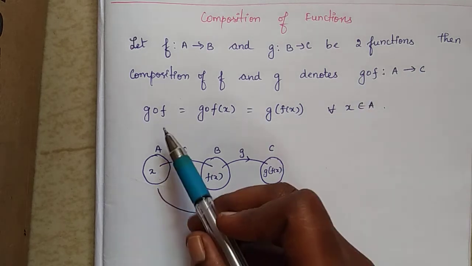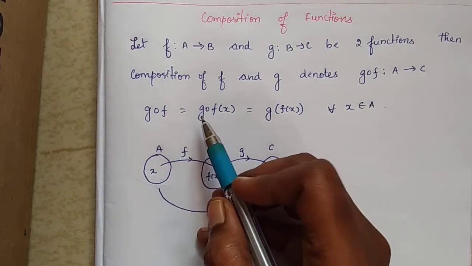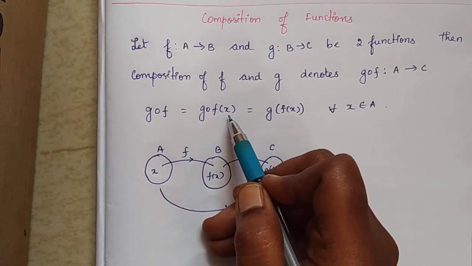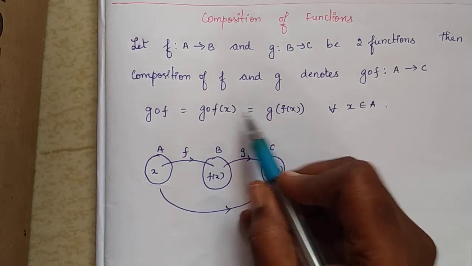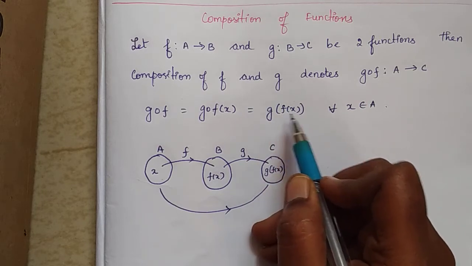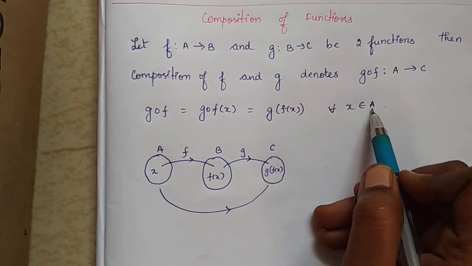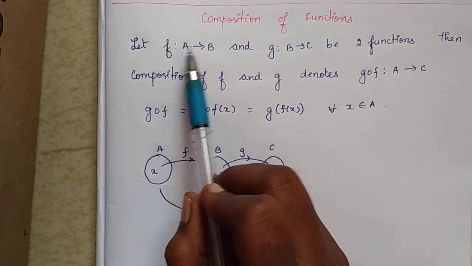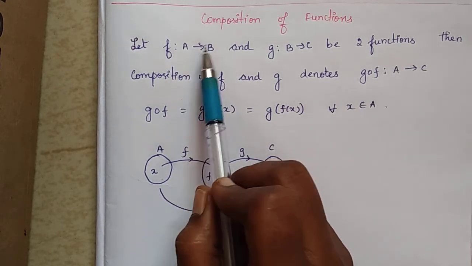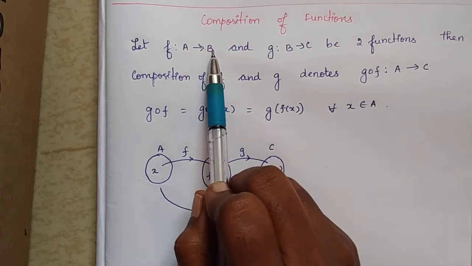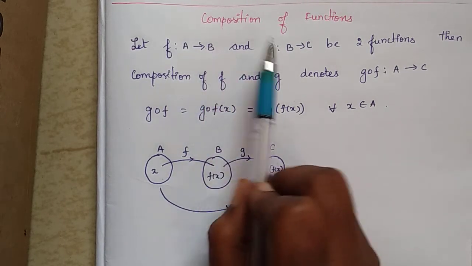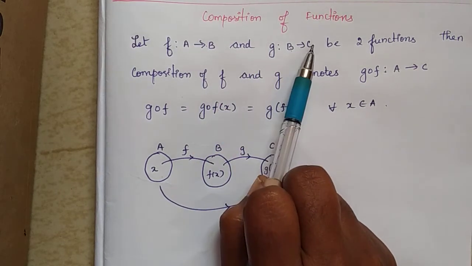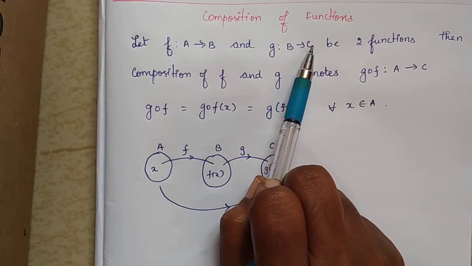How to write g of f: g of f means the function f of x. This can also be written as g of f of x for all x belongs to A. See here, function f is a mapping from A to B. Then the same B is here also. From B to C there is another mapping, and at last we can say it is from A to C.